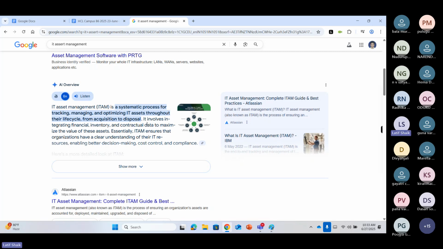We do not have time to show that screen, like GLPI, but we do not have time. Next class maybe I will show you this IT asset management. I will try to show you anytime.